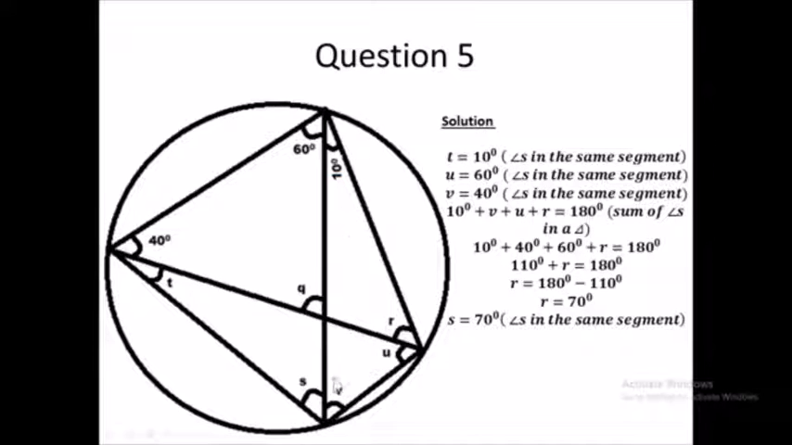So we already have this, you can find our R. And that's what you're having here. You have 10 degrees plus V plus U plus R equals 180 degrees, sum of angles in a triangle. So you have 10 degrees plus V is 40 degrees, U is 60 degrees, plus R equals 180. Then if you add everything together, you have 110 plus R equals 180 degrees. And our R will be 70 degrees if you do that.